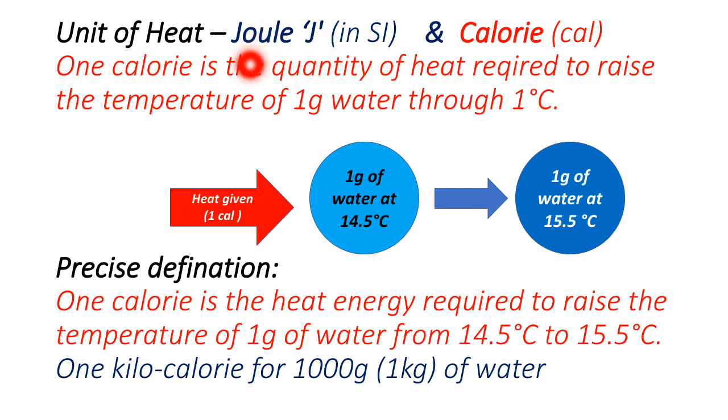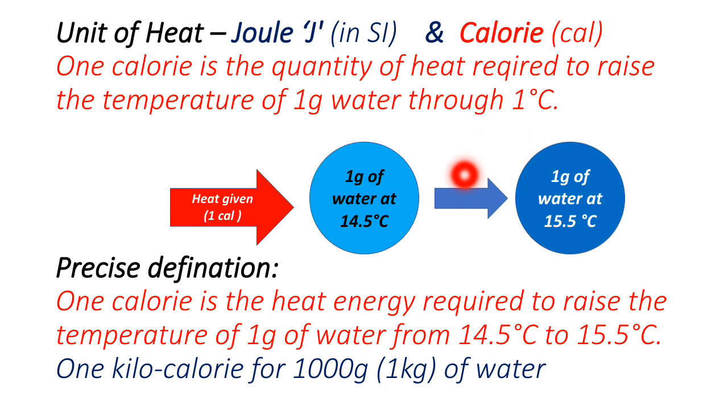Now the commonly used unit for heat is the calorie. So how will we know about the calorie? First we will know about 1 calorie. 1 calorie is the quantity of heat required to raise the temperature of 1 gram of water through 1 degree Celsius. That means if we give some heat to 1 gram of water so that its temperature is raised by 1 degree Celsius, then we say that that amount of heat is 1 calorie.